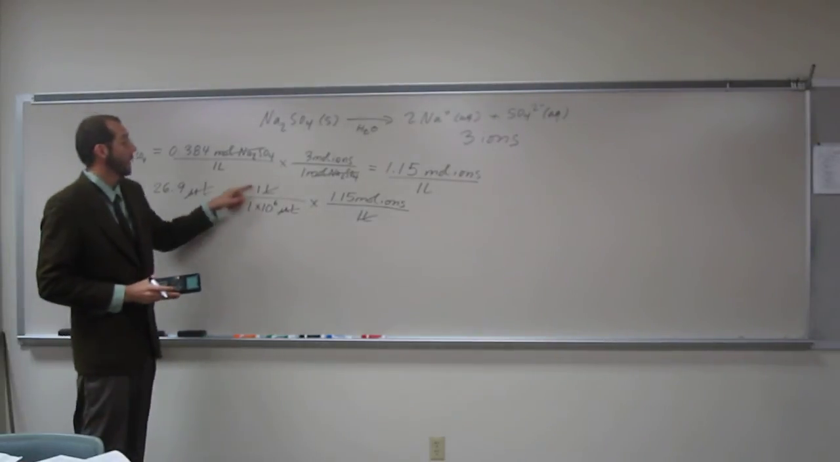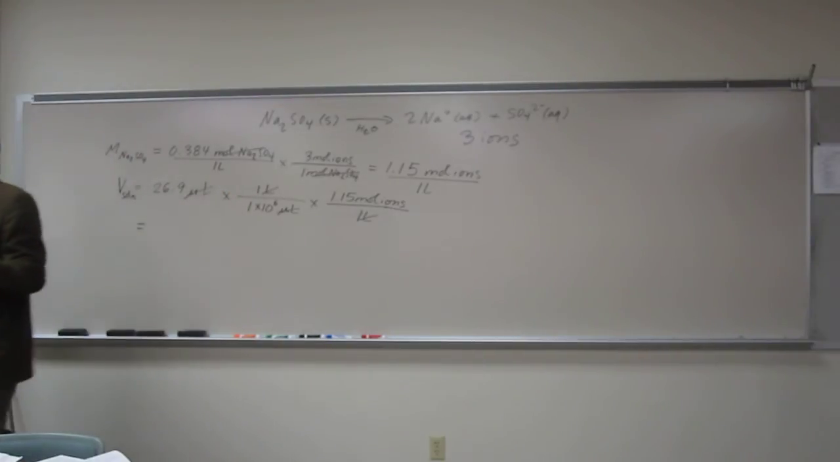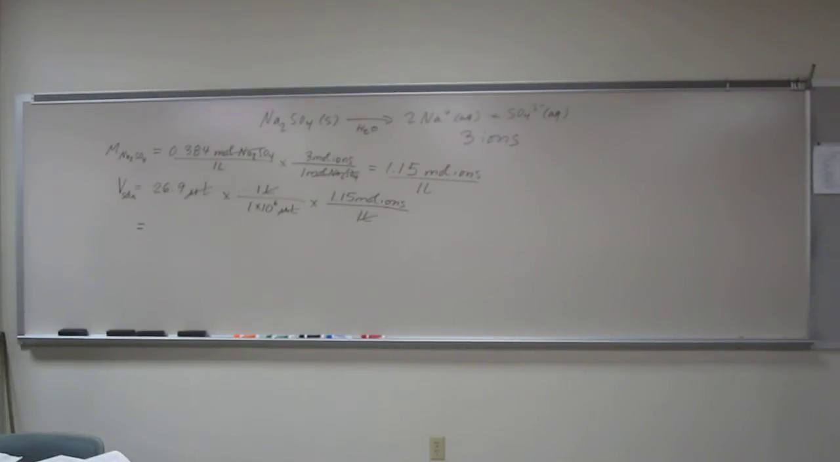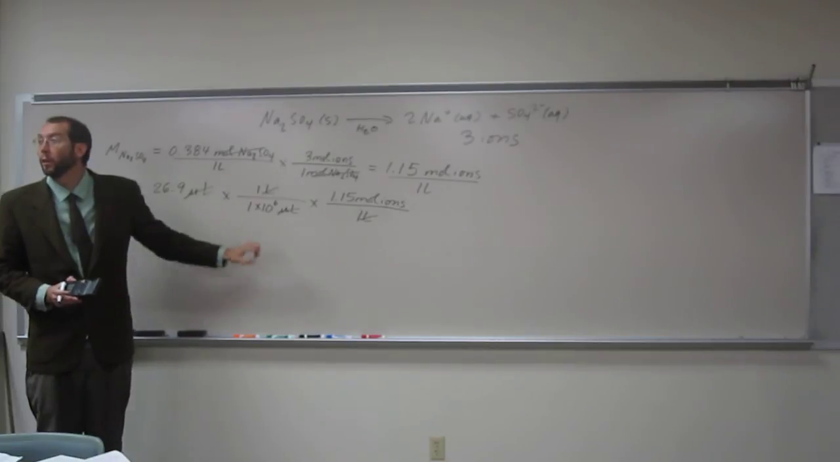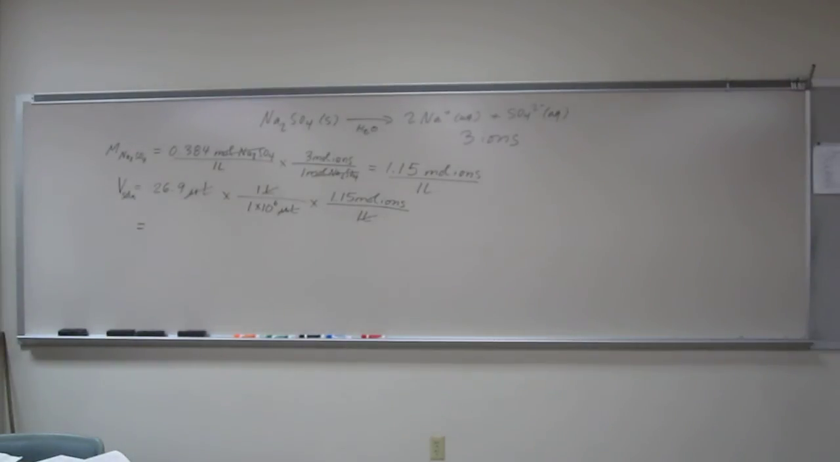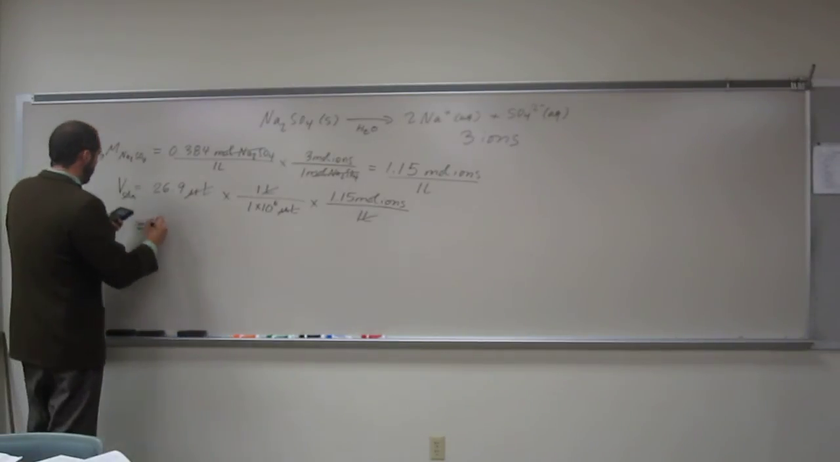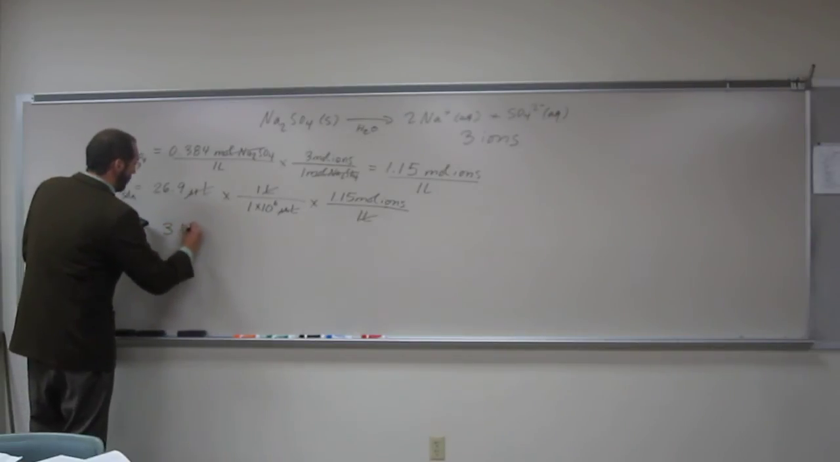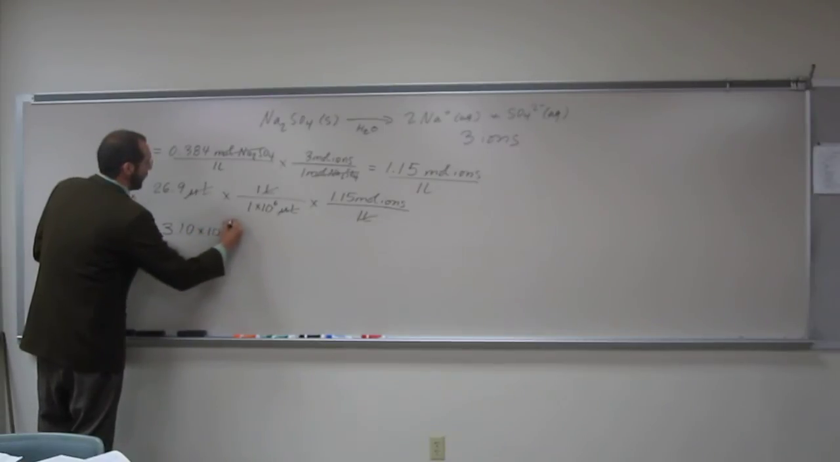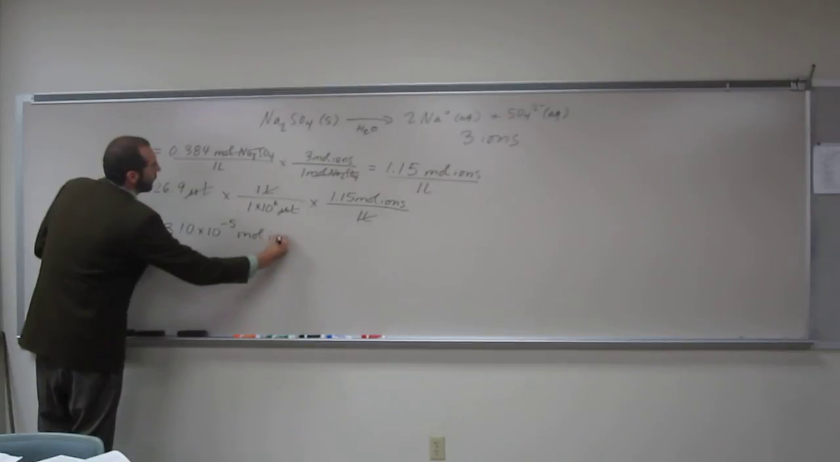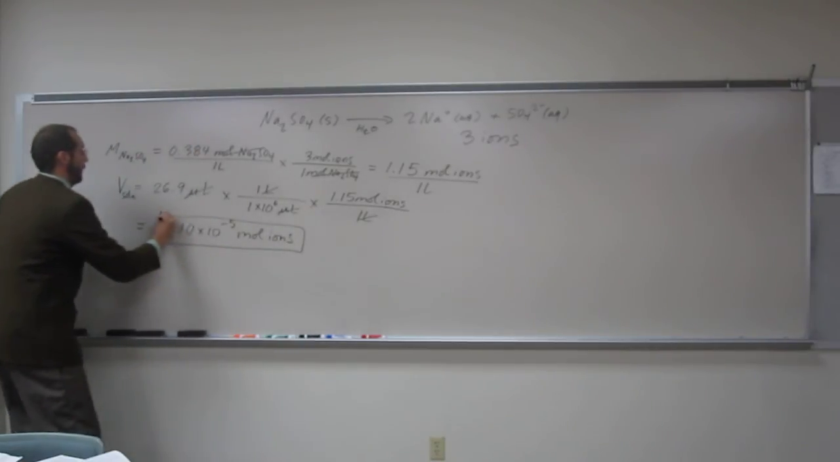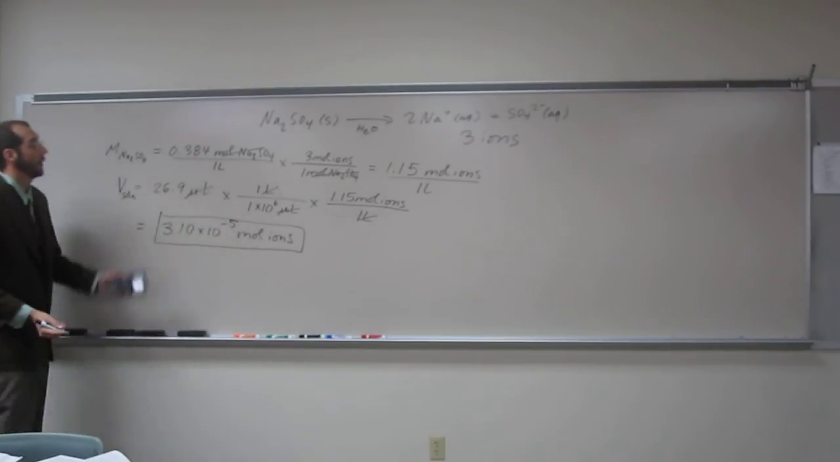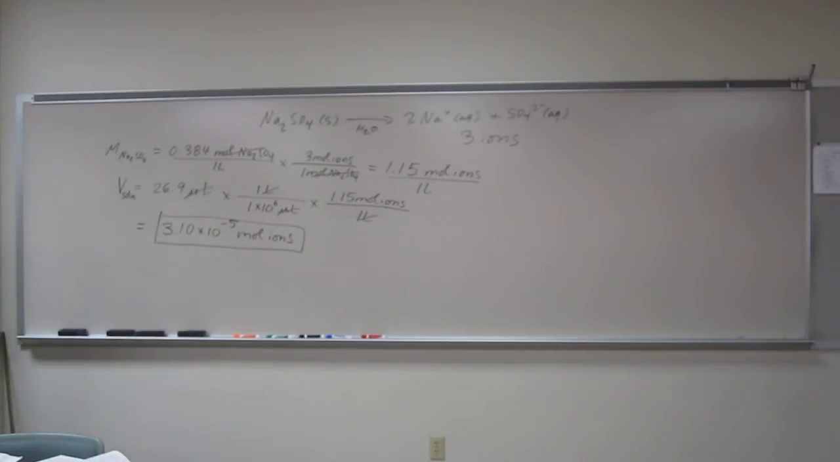This is a 6. Think about it: microliters are smaller than liters, so that's going to be a positive exponent. If you were going from bigger to smaller, it would be a negative, like that. So let's just do this: divided by 10⁵ moles of ions, and 26.9 microliters of 0.384 molar sodium sulfate solution.